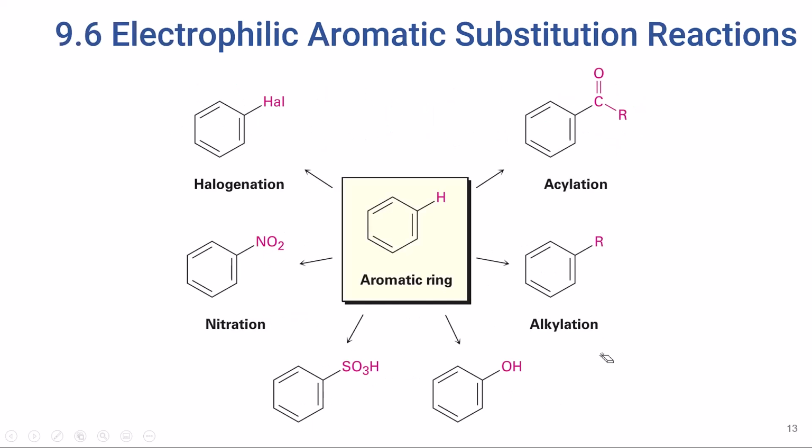There are many reactions that we can do with benzene rings. We start with an aromatic ring. We can add carbon groups in terms of acylation, alkylation. We can add an OH, a sulfate, nitration, or different halogens. And all of these, when we do the reaction, keep the benzene core intact, so we're not losing bonds here.